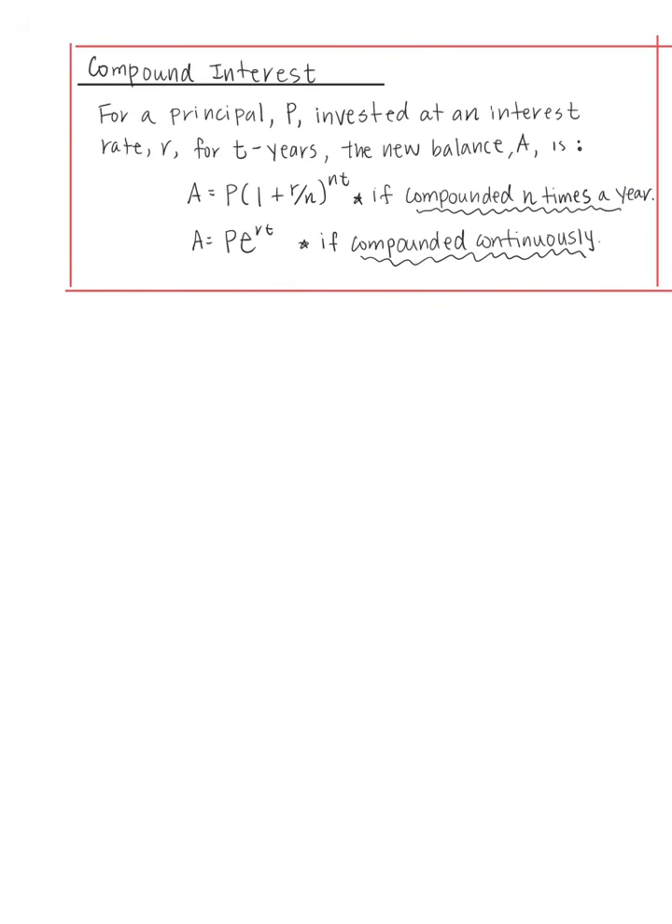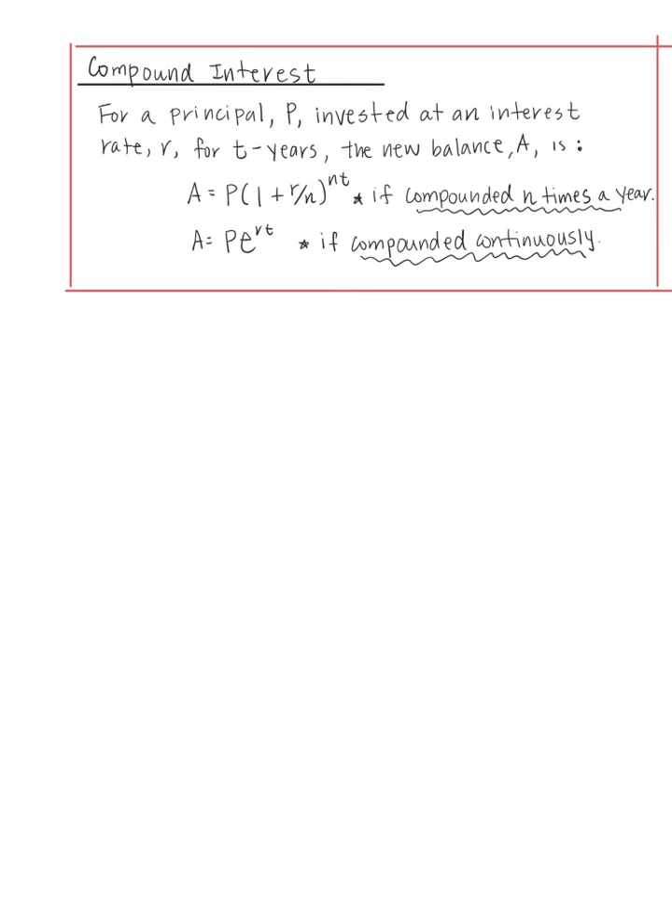Our third topic in this section is to use exponential models in applications. Now, one of the famous ones is the problem involving compound interest. There are two formulas for the compound interest equation. One of them is if it's compounded n times a year, and another equation is for compounded continuously. But let's just read it together. All right, so compound interest for principal P invested at an interest rate r for t years.